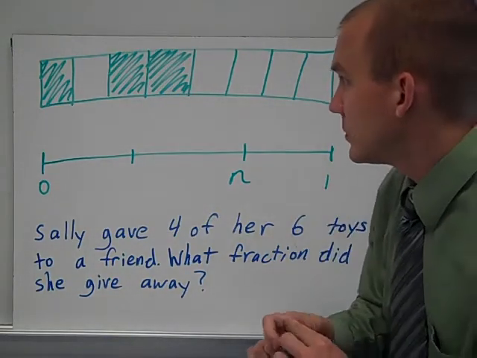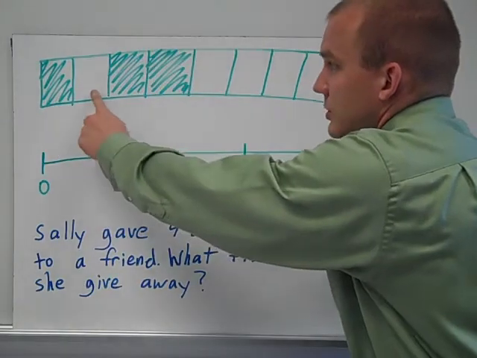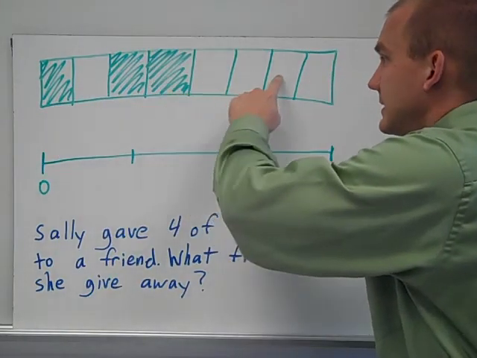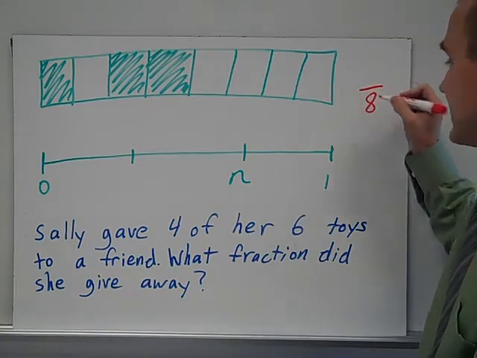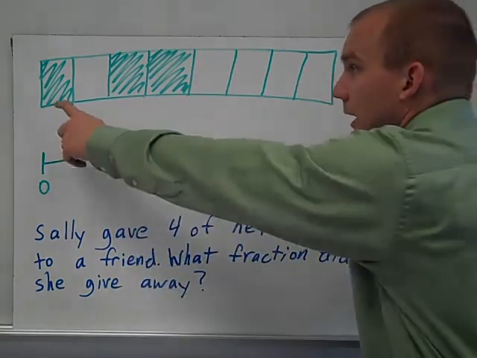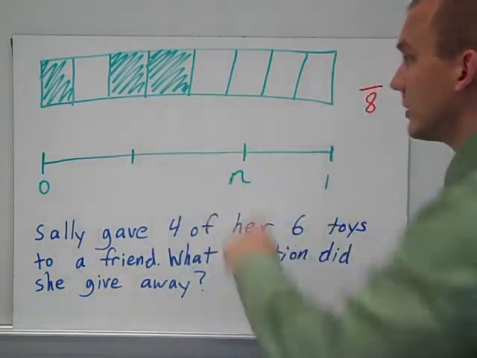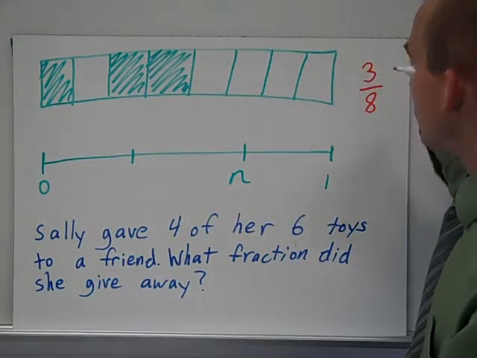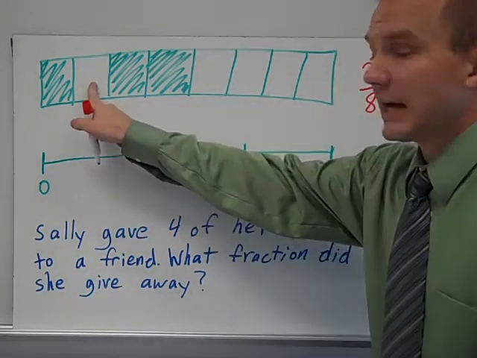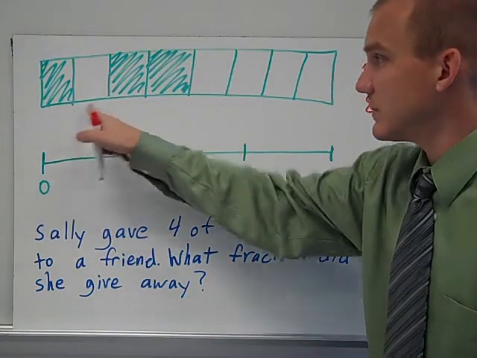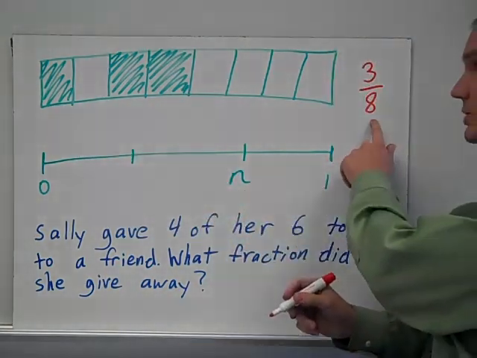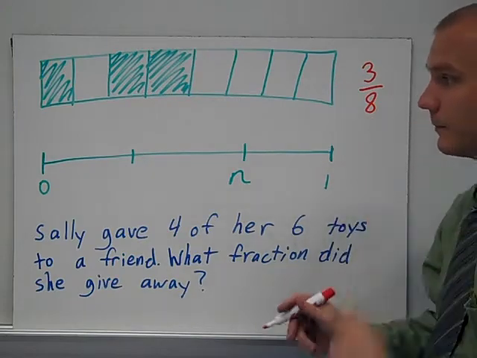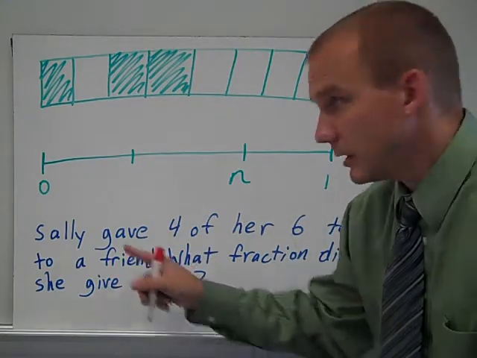All right, so the first problem, there are 1, 2, 3, 4, 5, 6, 7, 8 equal parts. So your denominator is 8. You're dealing with eighths. And 1, 2, 3 are shaded in. Don't get confused and count this blank space. Just because the spaces are not next to each other does not mean they don't count. This fraction is 3/8.